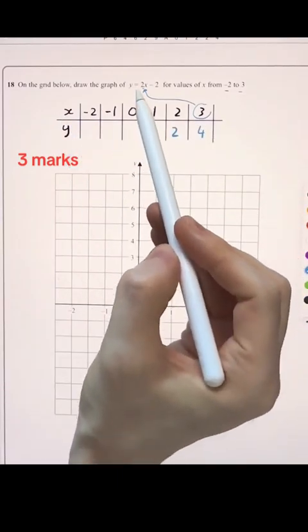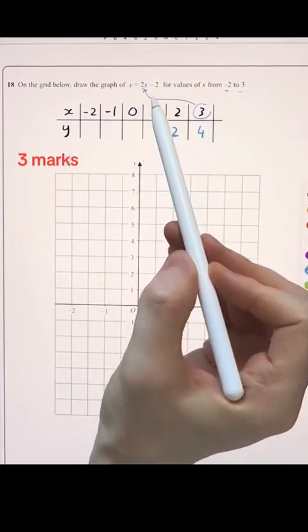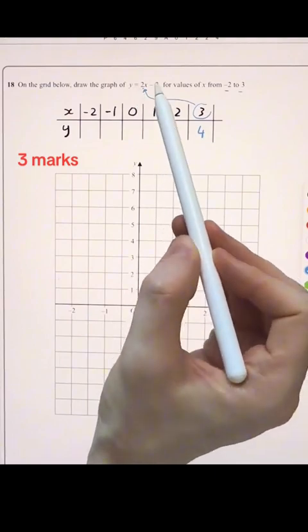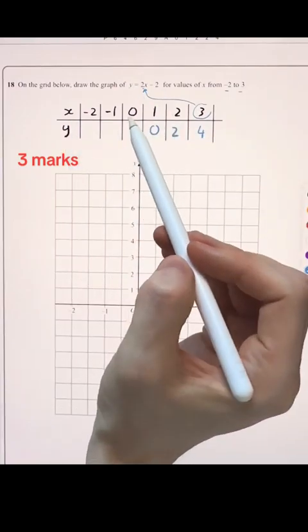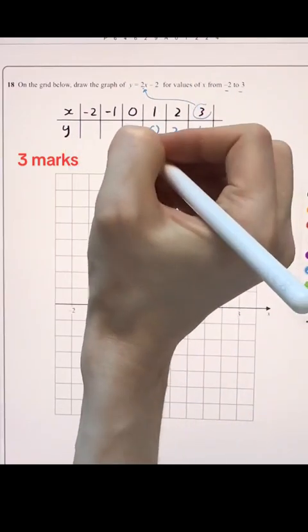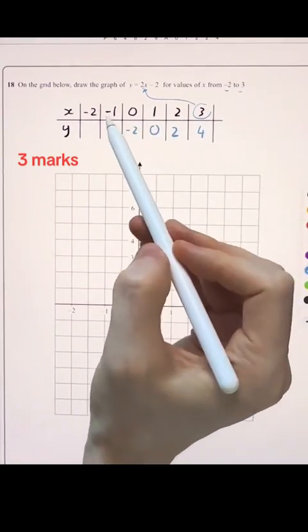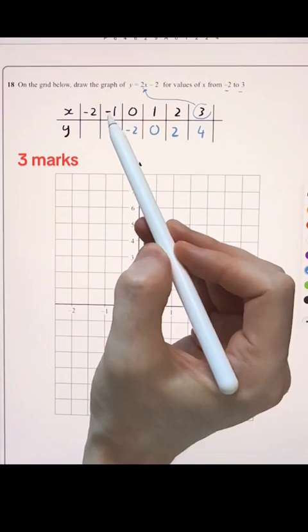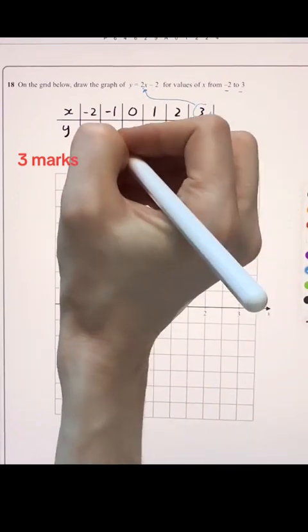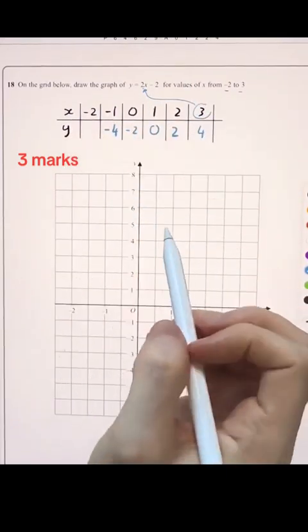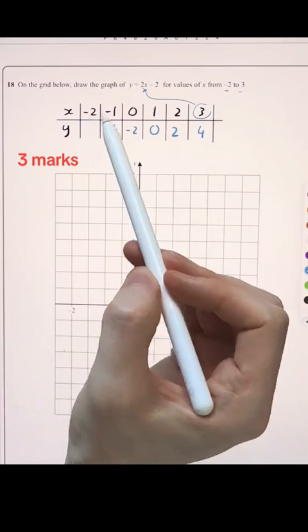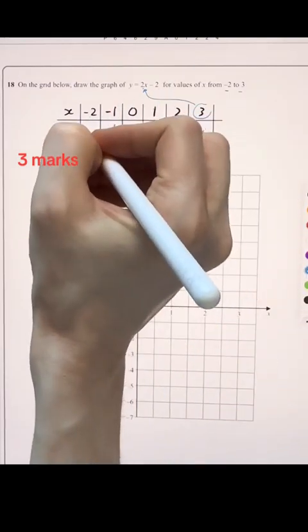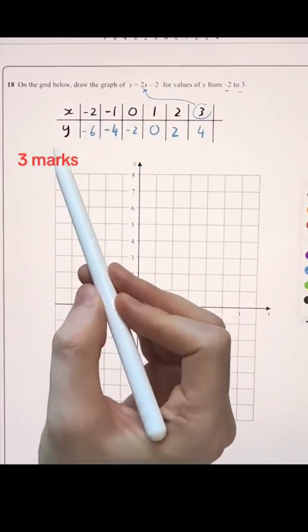When x is 1, 2x again means 2 times x. 2 times 1 is 2, and 2 take away 2 gives us 0. If x is 0, 2 times 0 is 0, and 0 subtract 2 will give us -2. If x is -1, 2 times -1 will give us -2, and -2 subtract another 2 will get us down to -4. And if x is -2, 2 times -2 gives you -4, and -4 take away another 2 will get us -6.